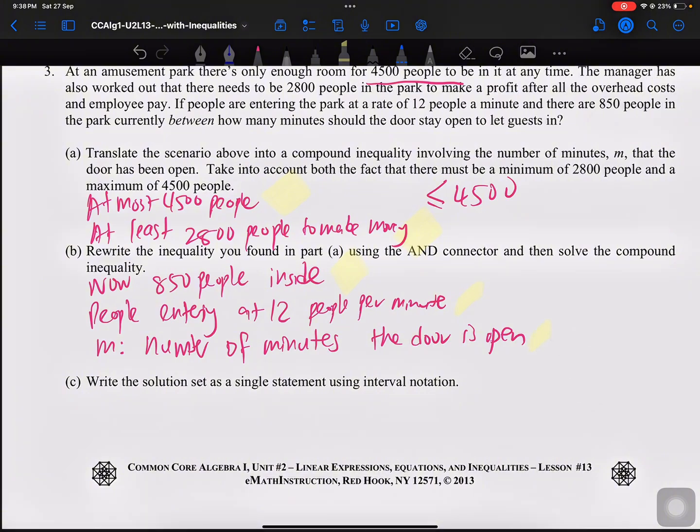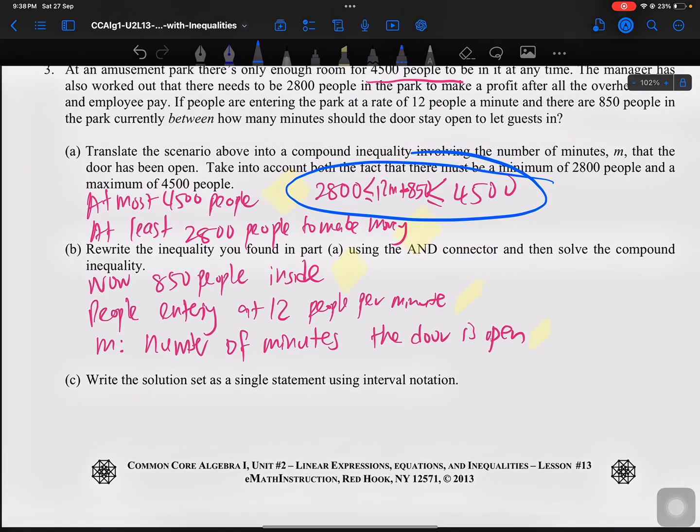So for A, people inside after M minutes is equal to starting people plus people entering. So we want this number to be between 2,800 and 4,500: 2,800 less than 12M plus 850 less than 4,500. So left side keeps it high enough, right side keeps it under the limit. This is our inequality for A.